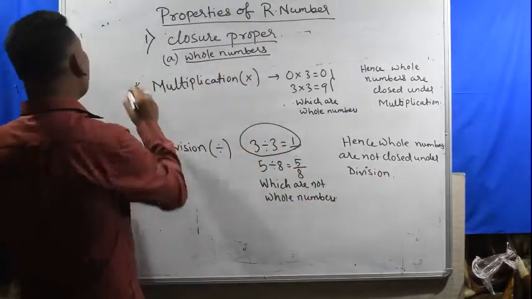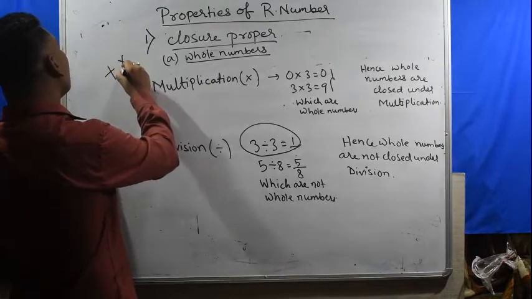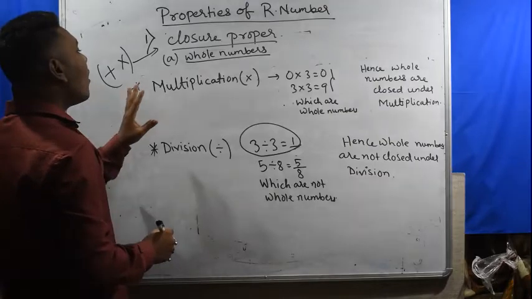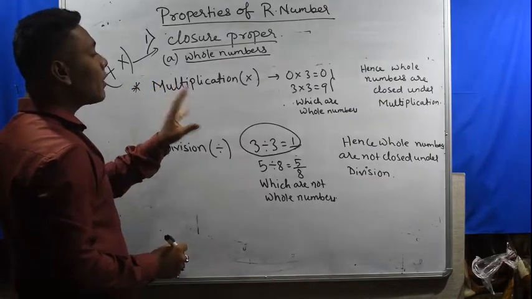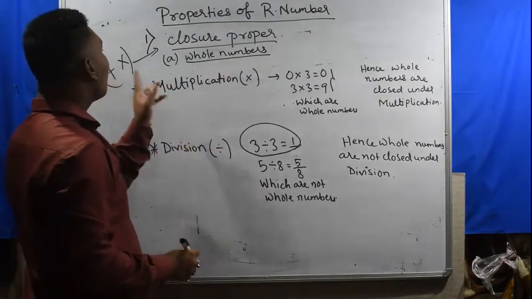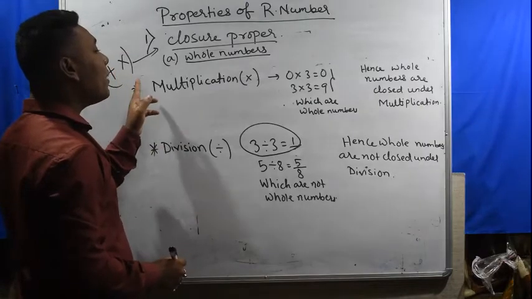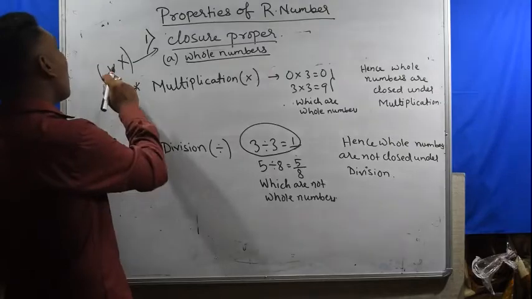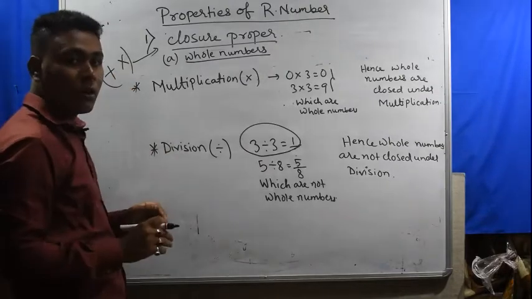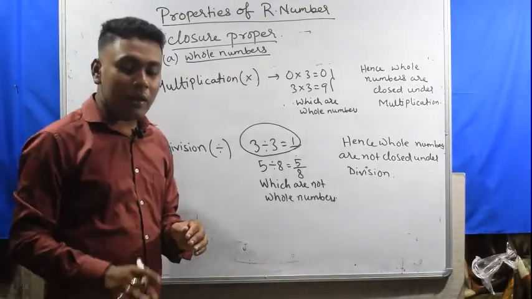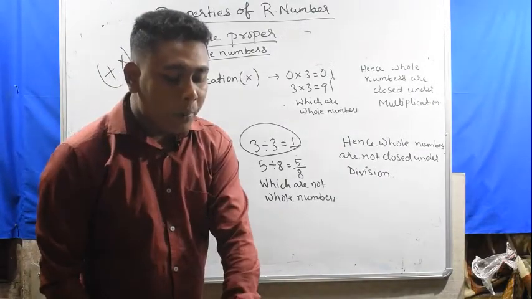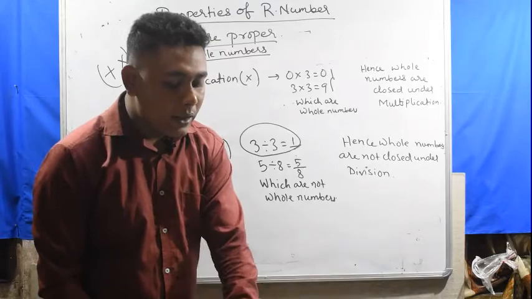So only for addition and multiplication we found the closure property of whole numbers to be successful, or we can say whole numbers are closed under only addition and multiplication. Hope you all have understood this much. Let us see the next property, closure property of integers.